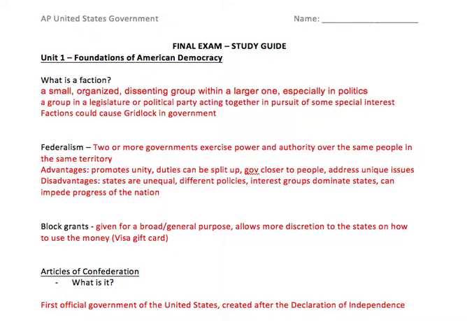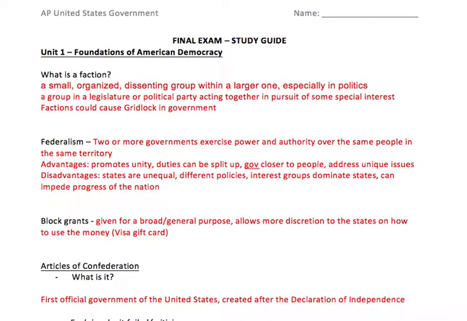Your concept of federalism is very important. Again, two or more governments are exercising power and authority over different people or the same people in the same territory. Advantages: promotes unity, gets the government closer to people. Disadvantages: states sometimes become unequal, but again, this is the division of power between states and federal government.